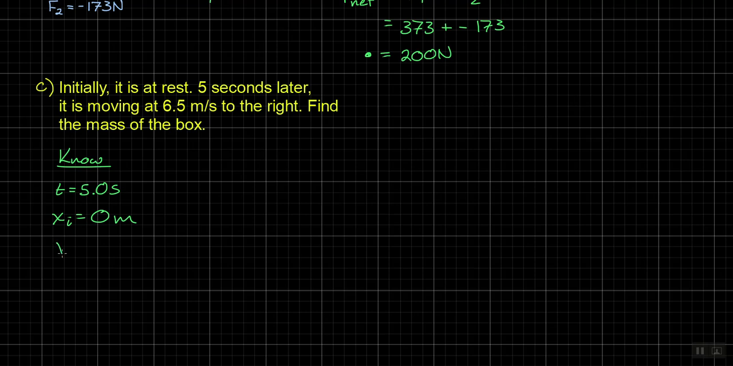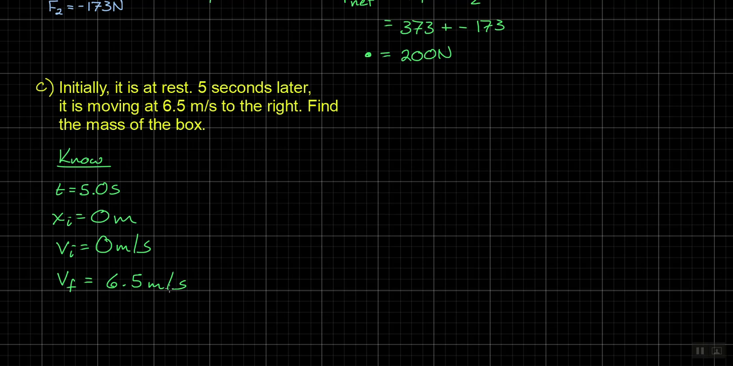I know my initial velocity. I don't ever tell you the initial velocity. Oh, but it's at rest. What is my initial velocity? Zero. After 5 seconds, I would call that its final velocity. Nope, VF. Sorry. 6.5? Anything else I know?